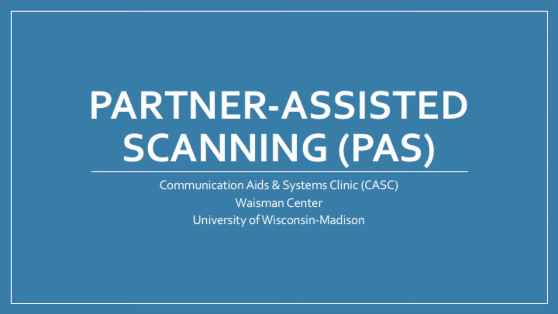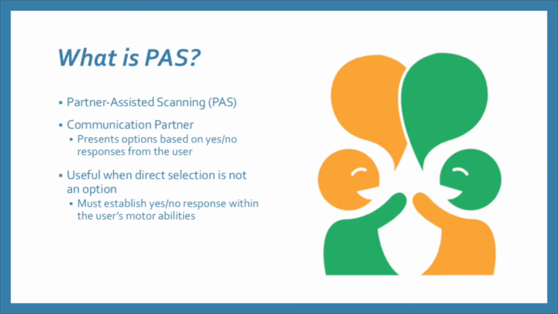This next video will give you a brief introduction to a technique called partner-assisted scanning. Partner-assisted scanning is a communication technique wherein a communication partner presents options that are listed on a communication board and responds to both yes and no responses from the user. This technique can be useful if direct selection is not an option based on the user's motor abilities, so long as a reliable yes and no response can be established.